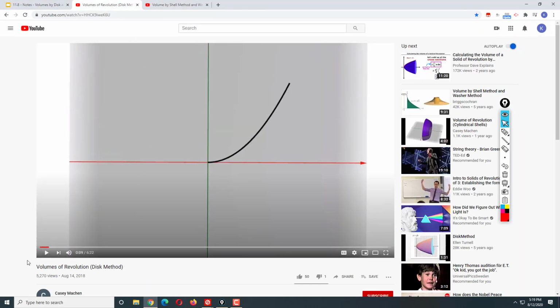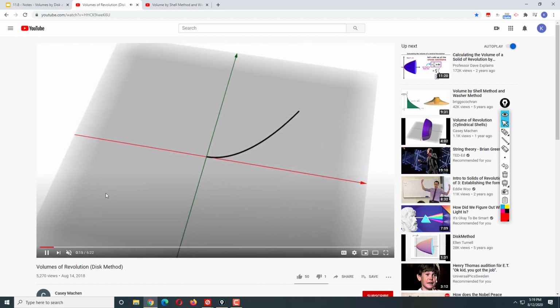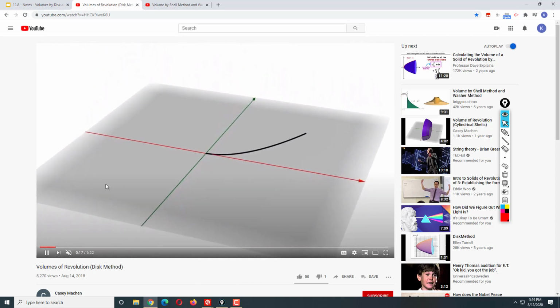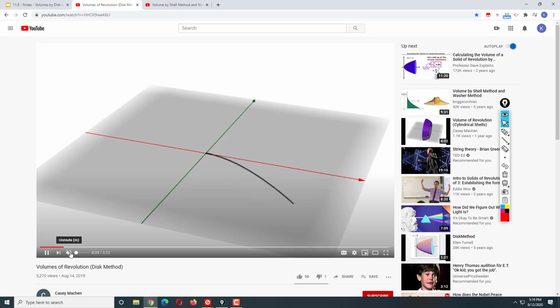For example, here is f of x. So here we have a line. Now imagine what happens if we revolve this line around the x-axis. When we do that, we make a solid.